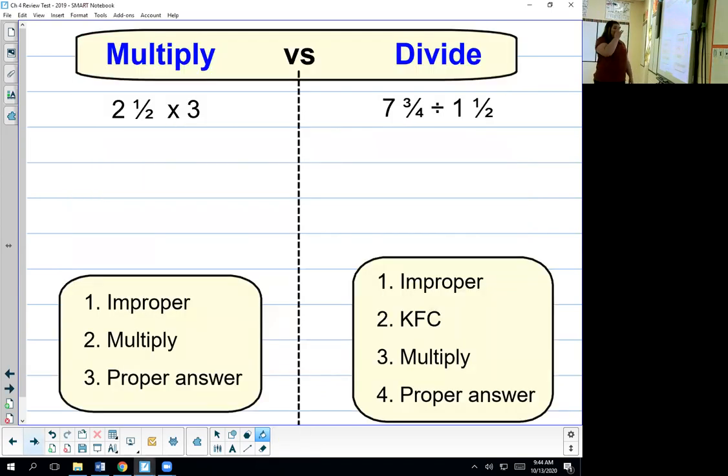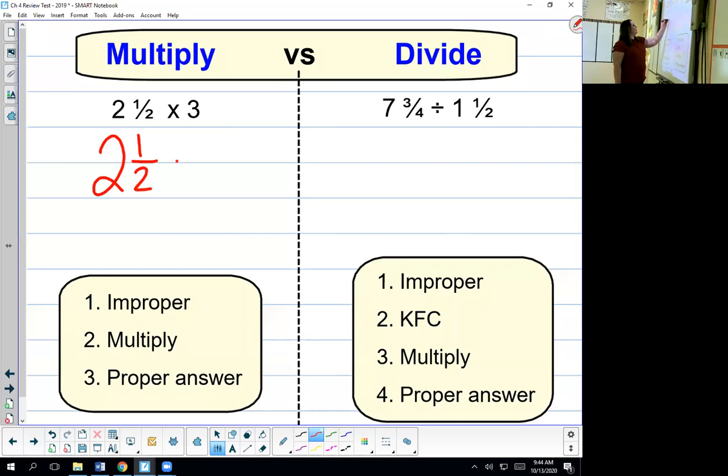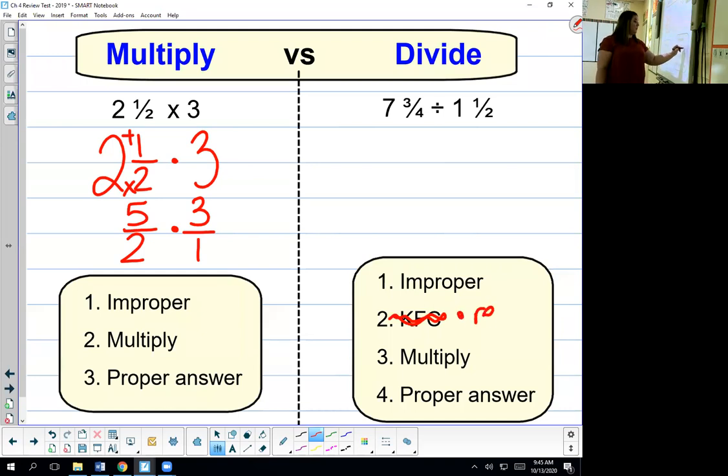So when you are multiplying, remember to keep in mind that we do need to make it improper if we have a mixed number. And remember how you do that: if I have 2 1/2 times 3, I bring down the denominator, I multiply 2 times 2, which is 4, plus 1 is 5, and then I multiply this by 3 over 1. Remember, we do not flip when we're multiplying, okay? Now, I do not say KFC here. We are multiplying by the reciprocal, which we call the flip. And so that's how we do it.